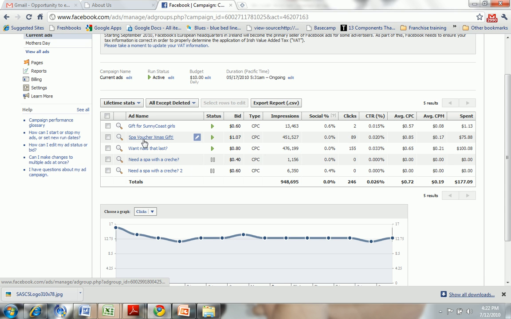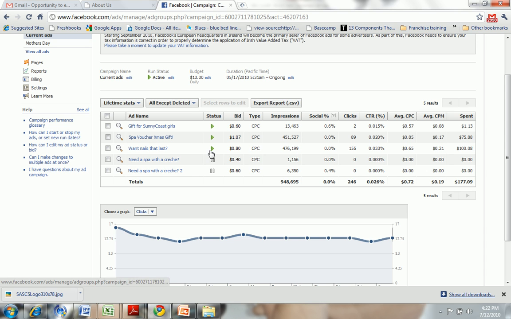Next one down, Spa Voucher Christmas Gift. They've been bidding at $1.07. They've had 451,000 impressions, which is a lot more than the one above. They've had 89 clicks, a click-through rate of 0.02, which is higher than this one, and 85 cents cost per click. They've so far spent $75 on that one.